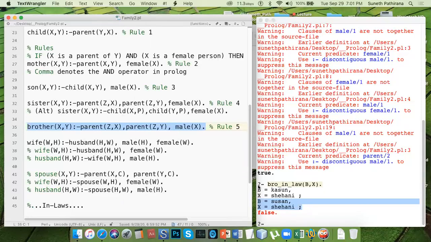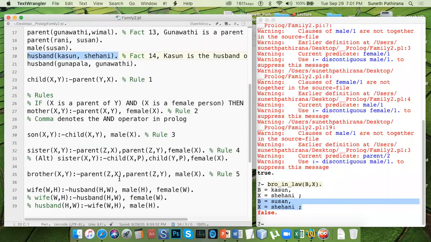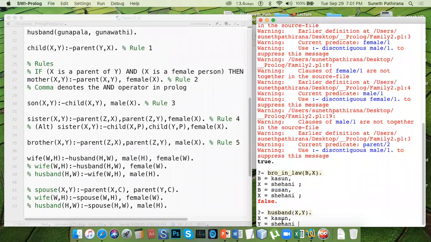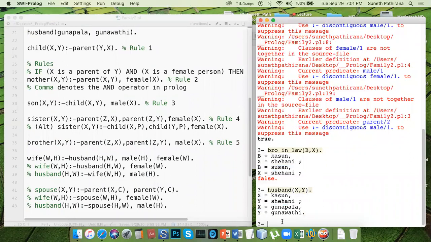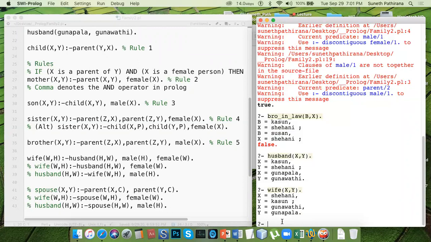Husband, X and Y. Is it confusing? Husband, X and Y. Kasun, Shehani, Gunapala and Gunavathi. That is correct. Wife and Y. Shehani and Kasun, Gunavathi and Gunapala. That is correct. Okay, how are these Kasun and Shehani interpreted as brother-in-laws?